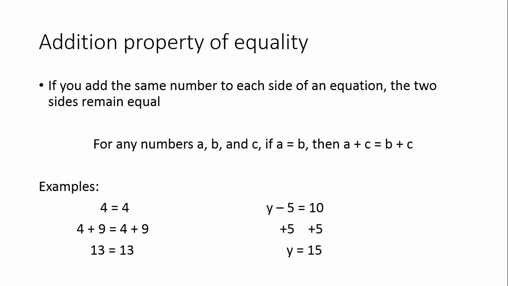So for the examples, we have 4 equals 4. If we add 9 to both sides, we get 13 equals 13. Still equal. And on the right-hand side, we have an equation y minus 5 equals 10. If we add 5 to both sides, we get y equals 15. And that happens because these 5's cancel out.